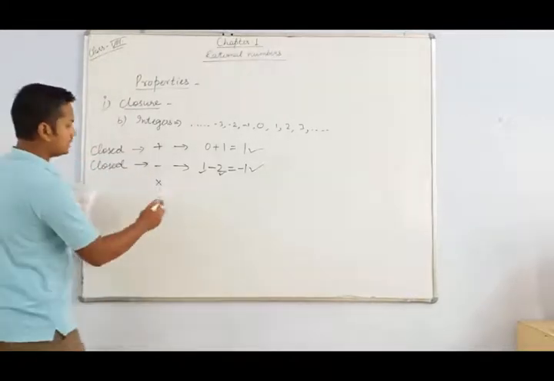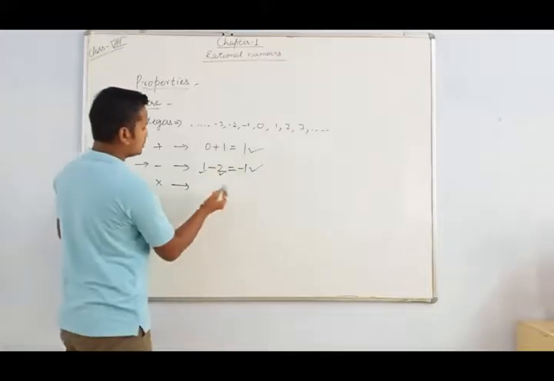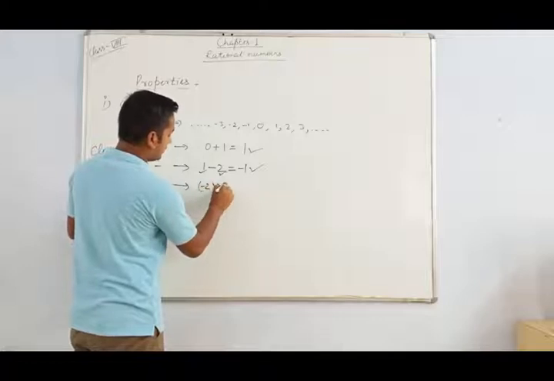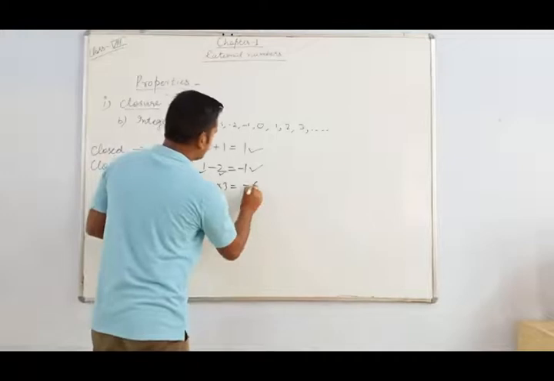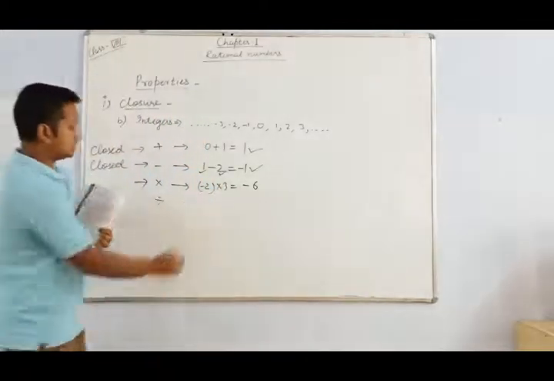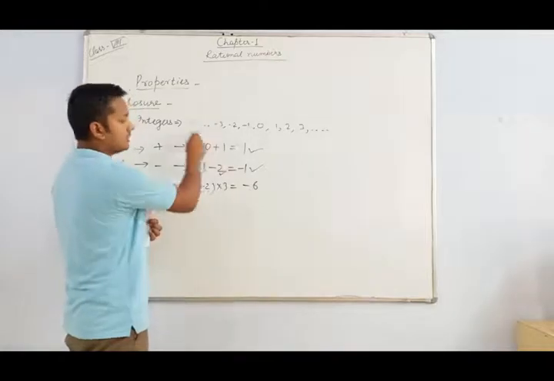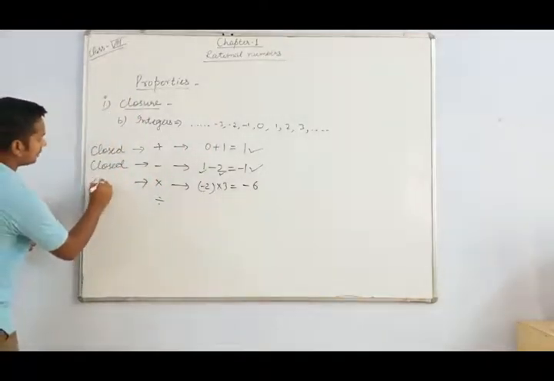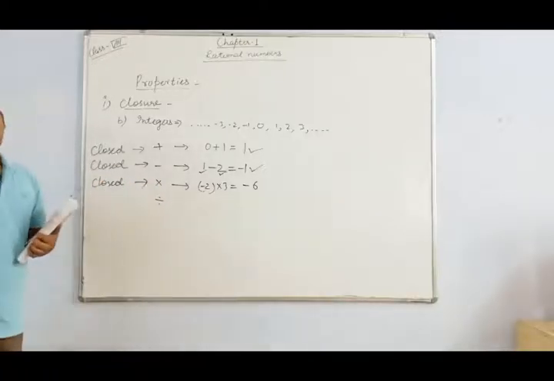So students, now the next, the multiplication. Multiply two numbers, let's take the example minus 2 and 3. It will give you what? Minus 6. So this is an integer, yes, obviously this is an integer, and this is also an integer. So you can say integers are closed under the operation of multiplication.